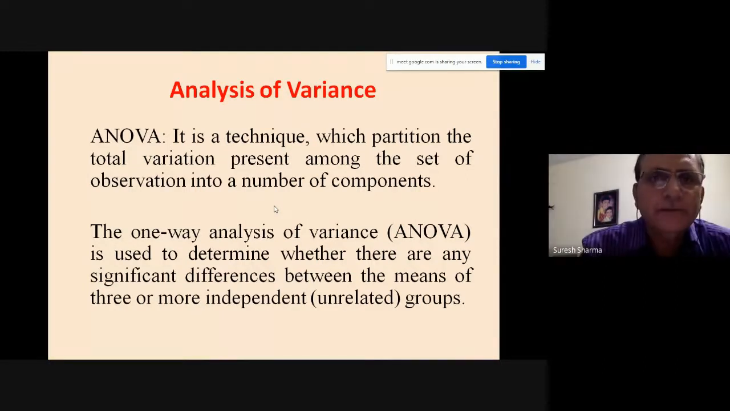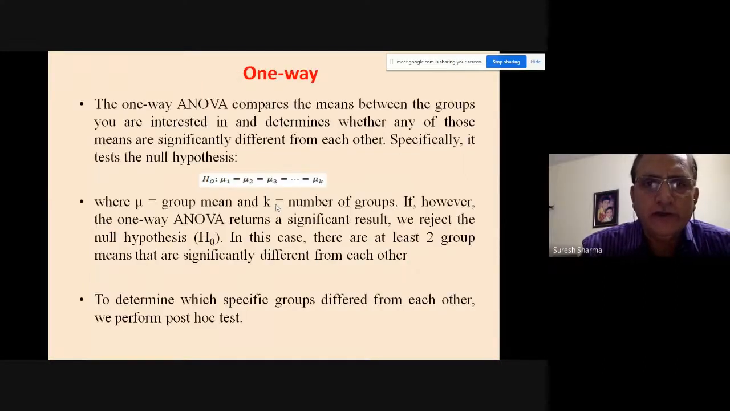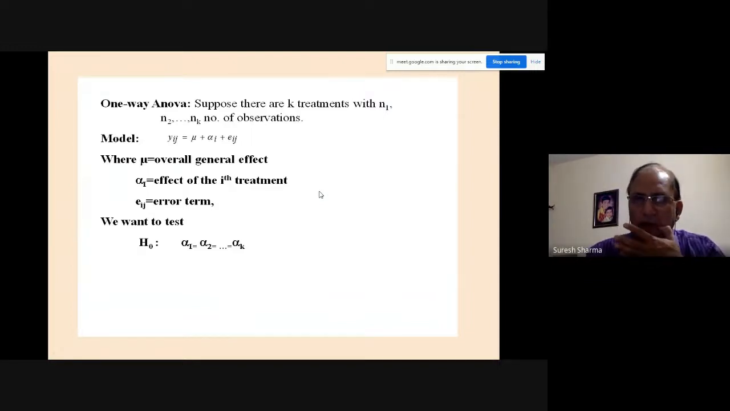Let me take that example. What I'm trying to say is, there are k number of groups and we want to compare all the k together. So the hypothesis will be mu1 is equal to mu2 is equal to mu3 is equal to mu k. That is the null hypothesis. Alternative will be at least two of them may differ. Now this is the model for one-way ANOVA.